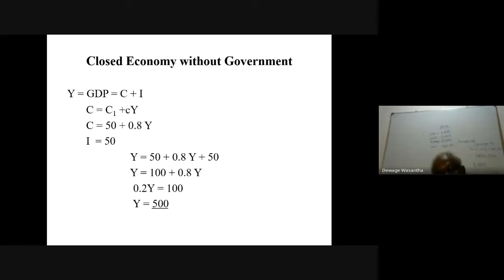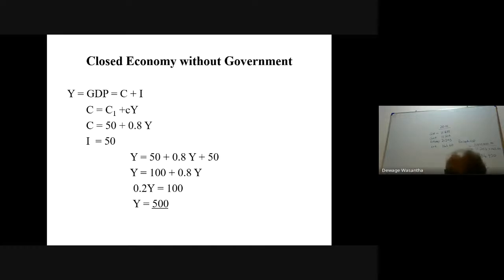Like the calculation, this is how we mathematically calculate GDP or income. First, you write down the identity: Y equals C plus I, or GDP equals C plus I. Then you substitute. I is 50. Consumption: C equals C1 plus cY, that is 50 plus 0.8Y. Consumption function.